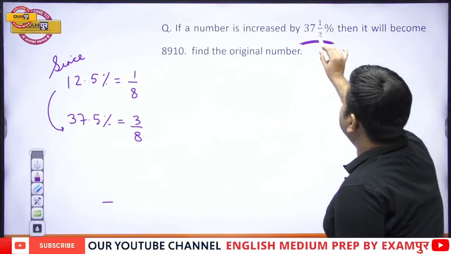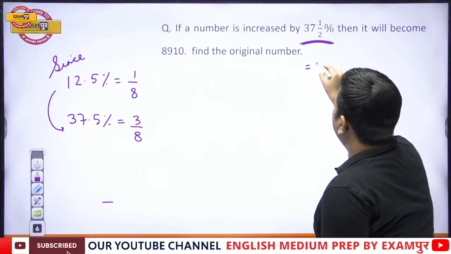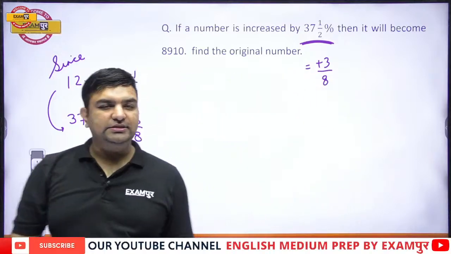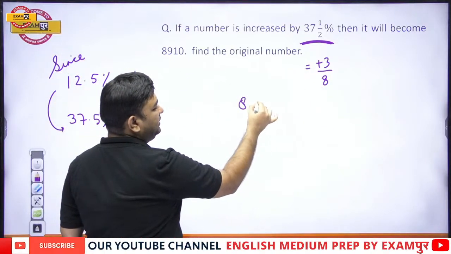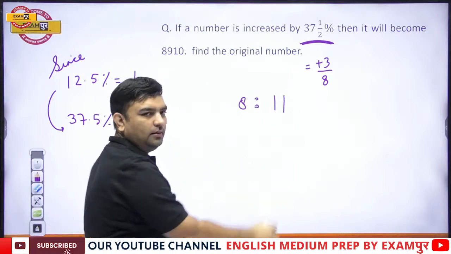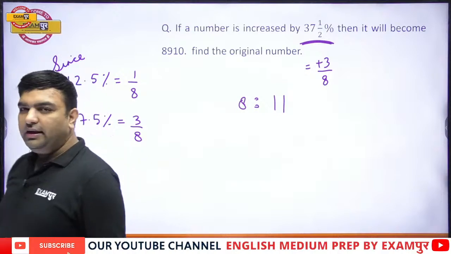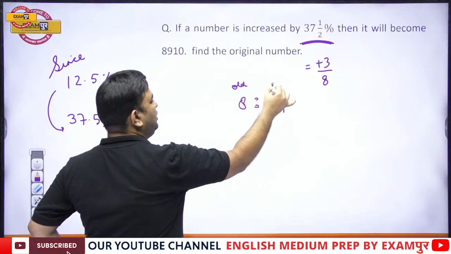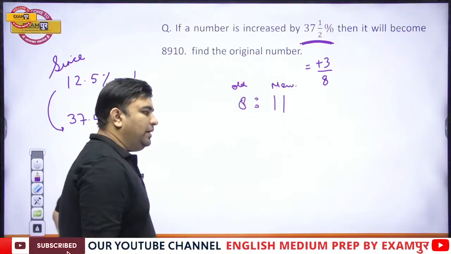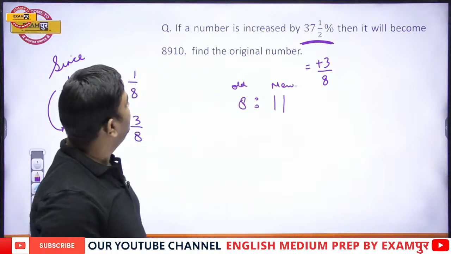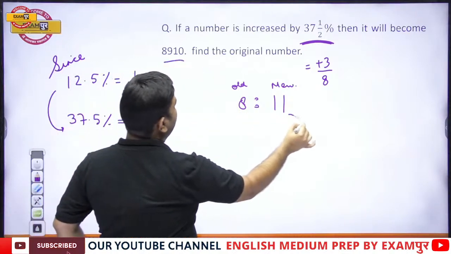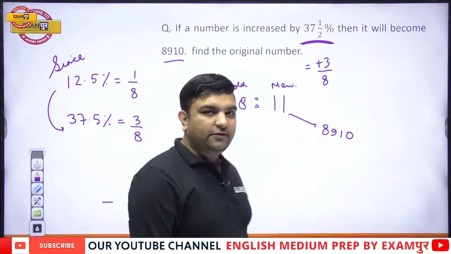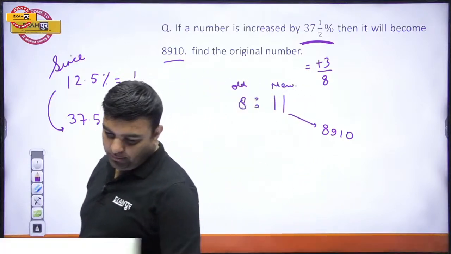So increase by 37.5% means increased by 3 over 8. Can I say from 8, it has now become 8 plus 3, 11? This was your old, this is your new. The new number is given. 11 is given as 8910.